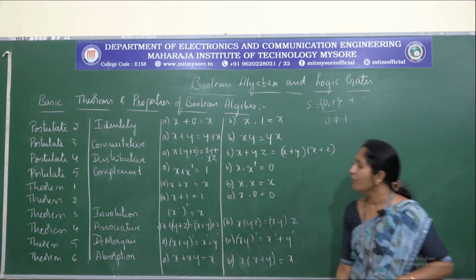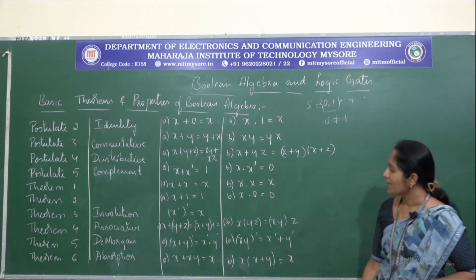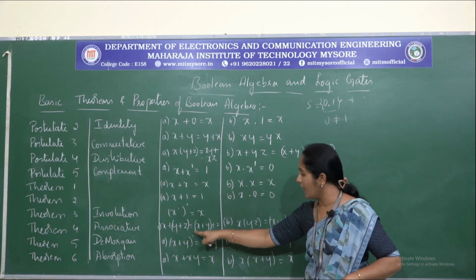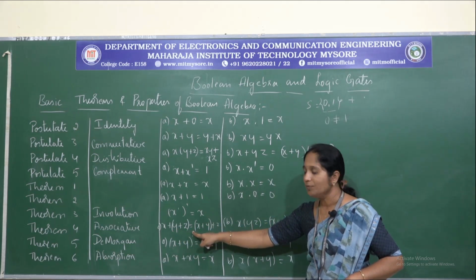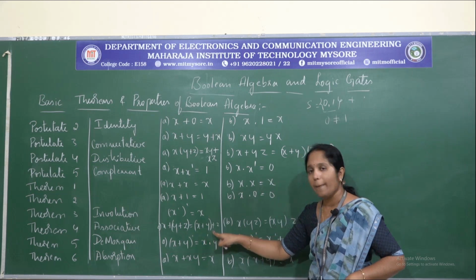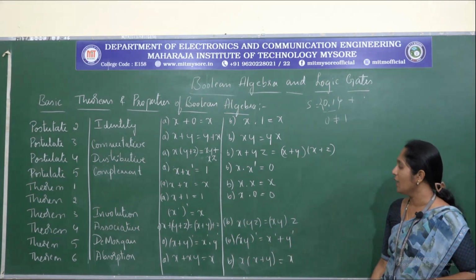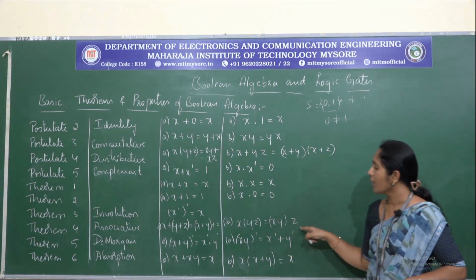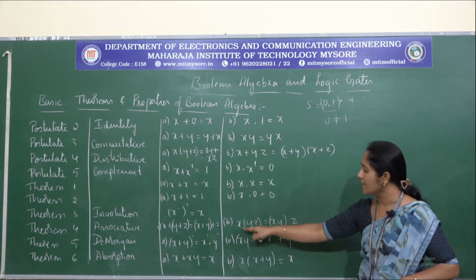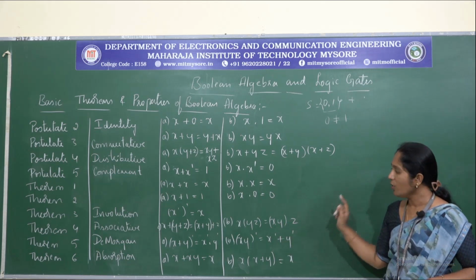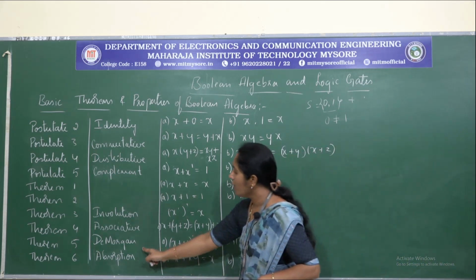Theorem 4 is associative. Associative law: x plus (y plus z) is equal to (x plus y) plus z. If it satisfies this, then we say it is associative in nature. The other version, the duality of that, is x into (y into z) is equal to (xy) into z. Next we have De Morgan's theorem.